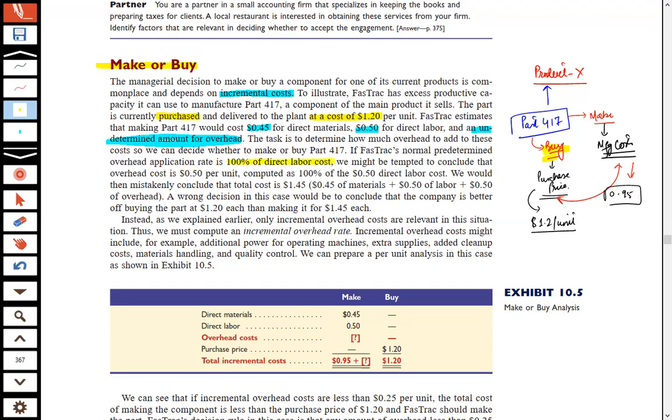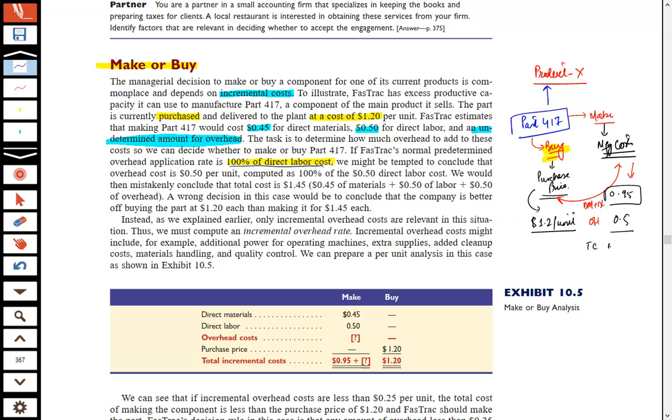100% of direct labor cost. So what would be the overhead? This is direct material plus direct labor. And if we want to apply overhead, then it is 100% of direct labor cost. So how much? It would be 0.5. And now the total cost would be 1.45.